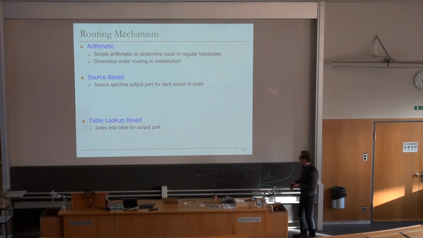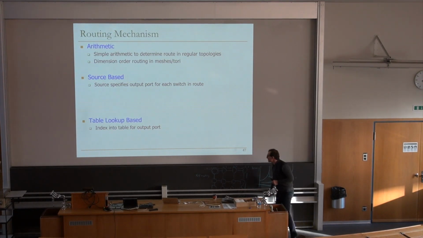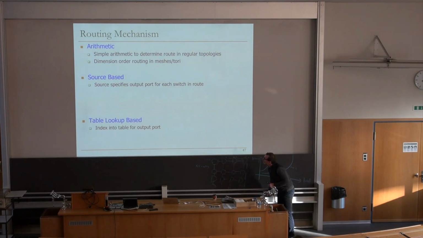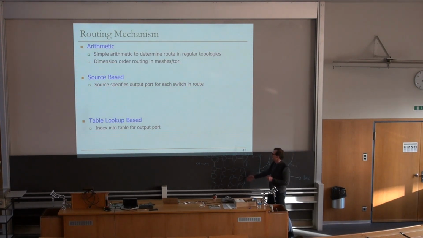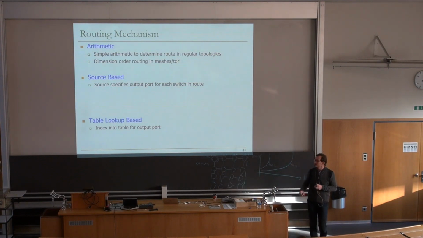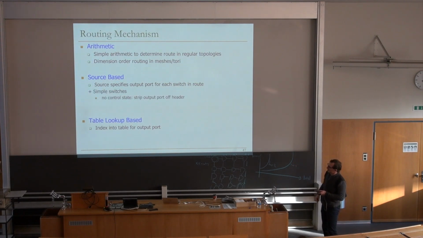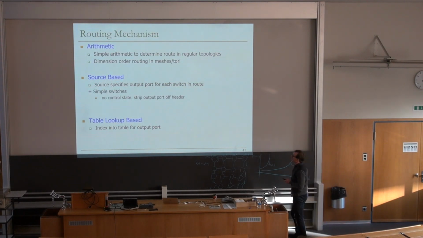So that's arithmetic based. You could also have source based routing. You could have the source, actually I'll put this up. You could have the source specify the output port for each switch in the route. Basically at this source, you basically determine everything. Of course this is much harder to do, clearly, but it will have advantages. Because in this case you have simple switches, right? There is no control state. The switch basically just looks at where should it send the message. It doesn't need to determine where should it send the message. It just looks at the header because somebody else already determined that. So source-based routing is also interesting.